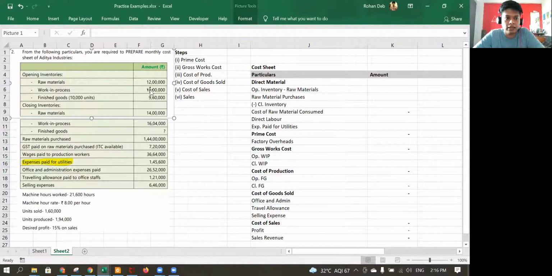It says that opening inventory is given: raw material, finished goods, and work in progress. Closing inventory is also given, but the finished goods value is not given. We have to calculate that. Raw material purchased is given, GST given, wages paid to production workers, expenses paid for utilities, administrative overhead, traveling, selling given. Okay, machine hours worked and machine hour rate, units sold, units produced, 15% of sales.